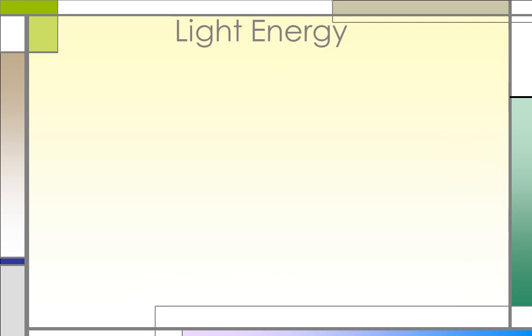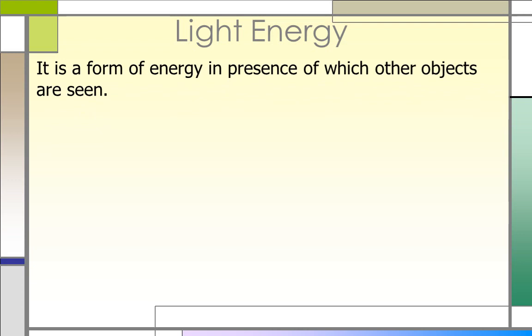Our next energy is the light energy, and as we know, light is a form of energy in presence of which other objects are seen. Actually, light does not seem to move objects as it is a very weak kind of energy. However, if a strong beam of light is allowed to fall on fine dust particles, they are found to move. This suggests that light is a form of energy which is capable of doing work. Clear?